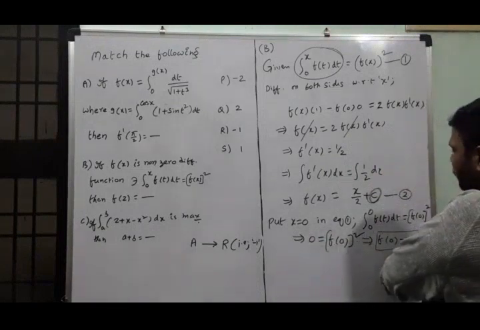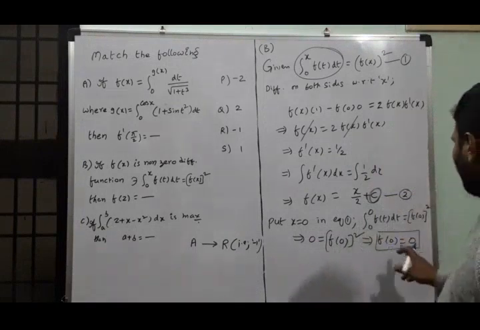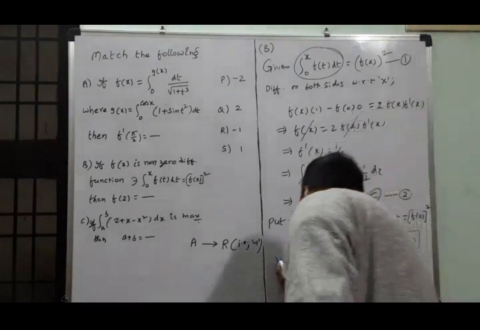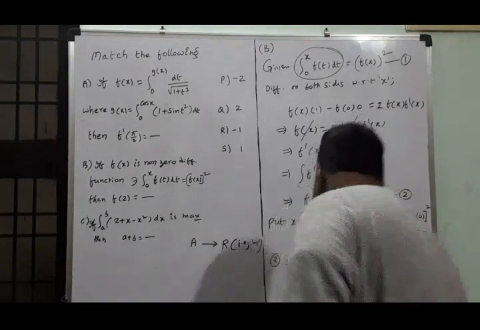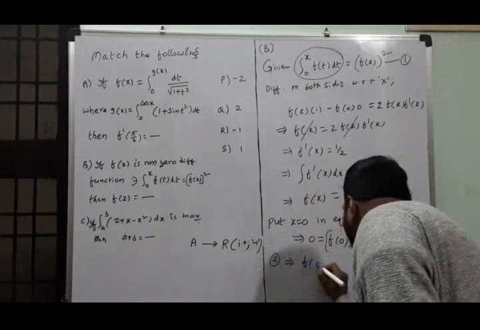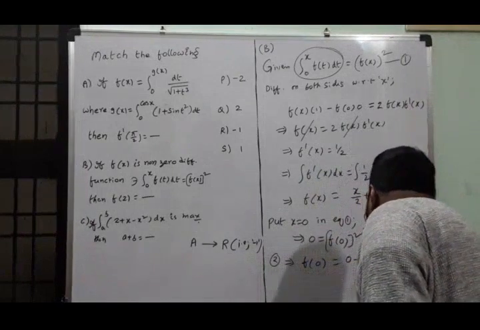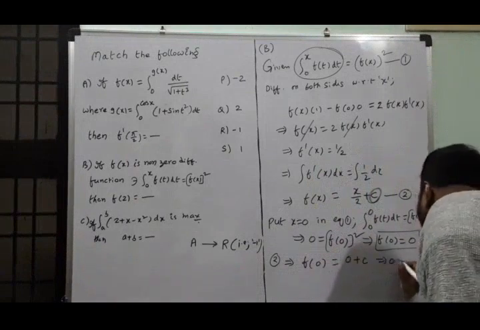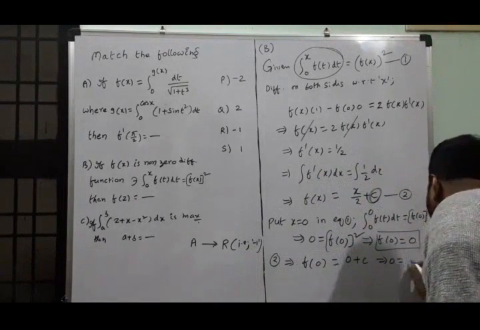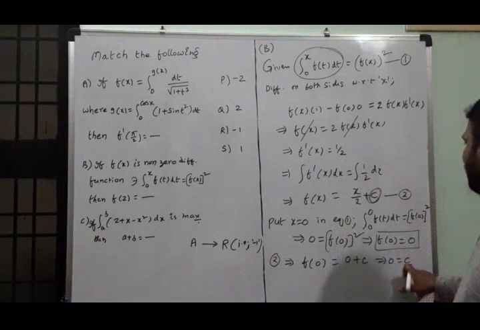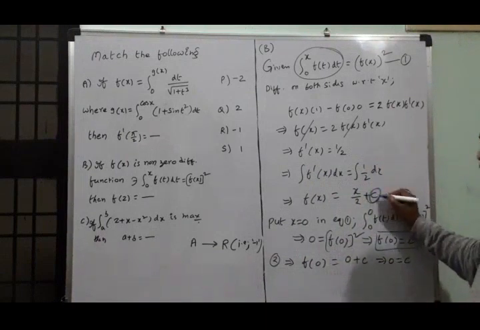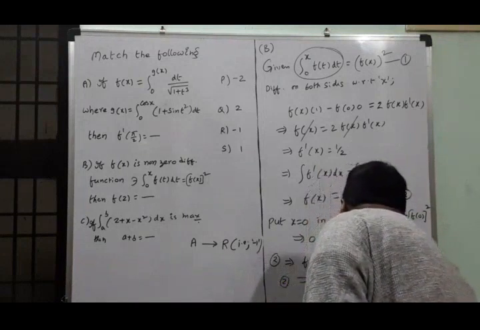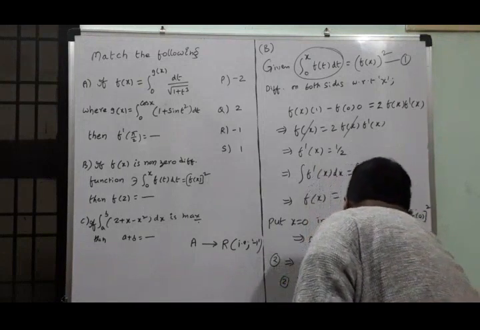Okay. Now substitute x is equal to 0 in equation 2. So f(0) is equal to 0 plus c. What is f(0)? 0. So that implies 0 is equal to c. So the value of c becomes 0. Then f(x) is equal to x by 2. This is our function.